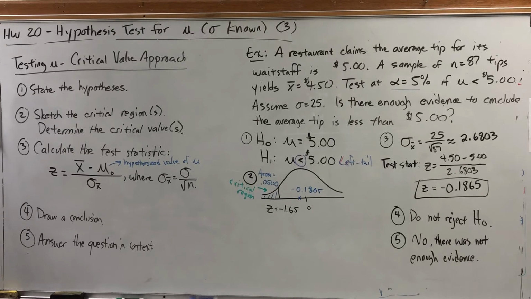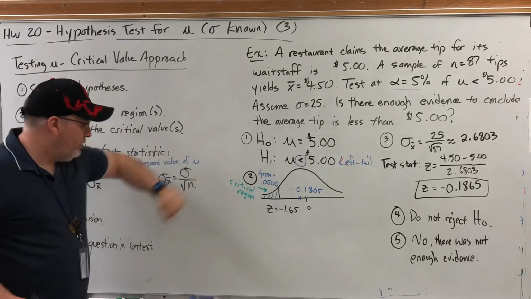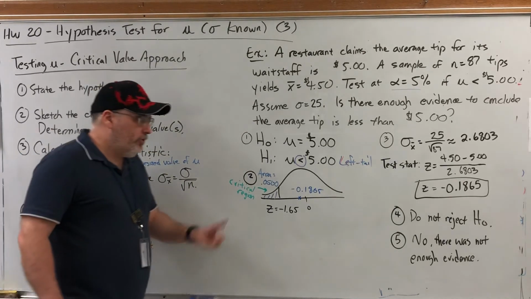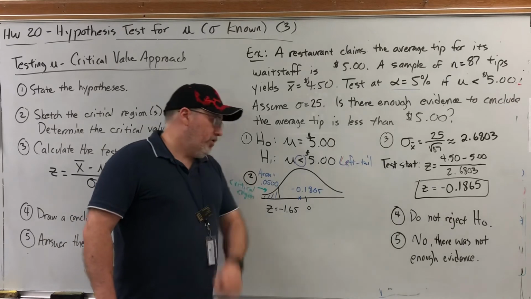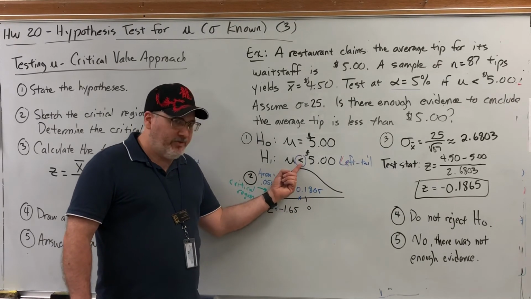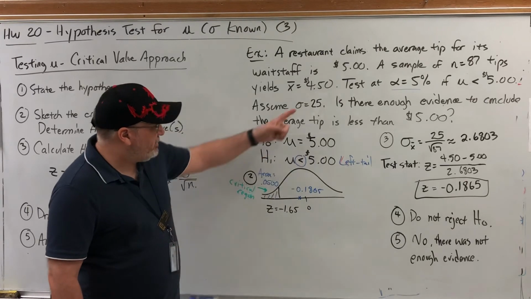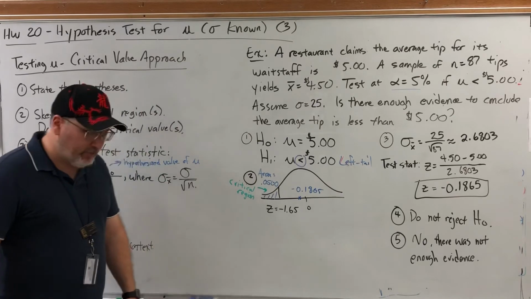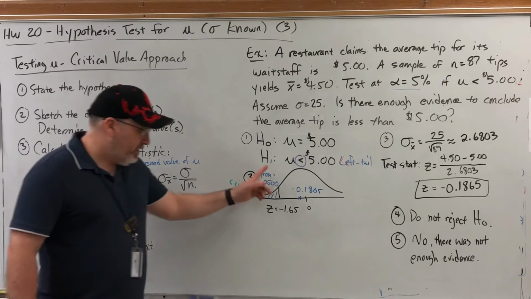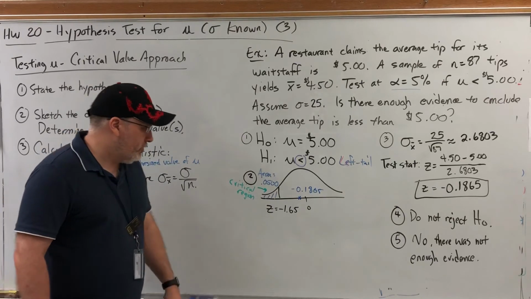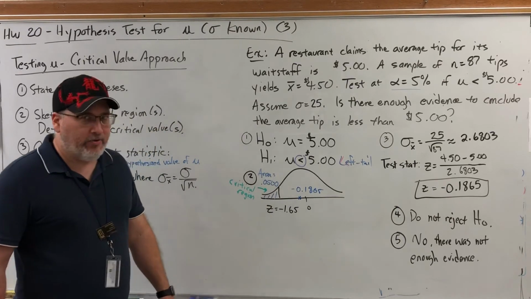So let's just quickly review what happened. You state the hypotheses, done. You sketch the critical regions and determine the critical values. Translation: draw a bell curve, cut off the correct tails according to the alternative hypothesis. Assign the significance level as the area of the tail or tails, and use the z-chart to find the values that separate the tails. The tails are called the critical regions. The z-values are called the critical values.